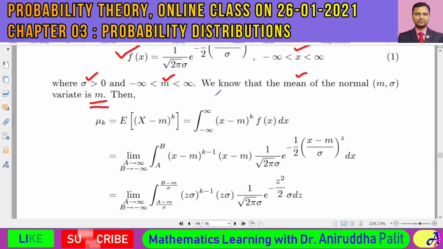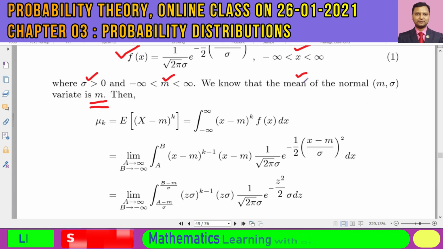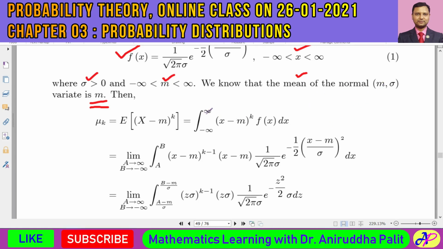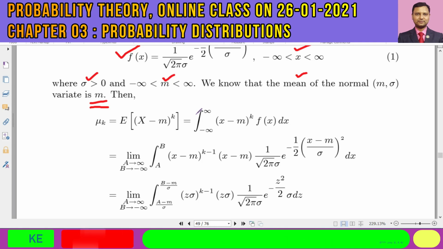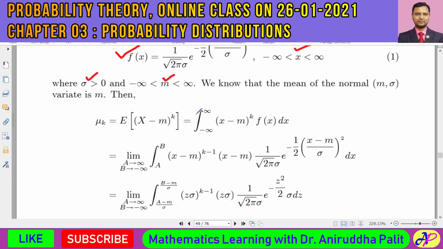And remember, if sufficient marks are given, you will have to prove this result that the mean of the normal m, sigma variate is equal to m. Got it? Over here I have already proved this result in my previous lecture, so I am skipping that proof.